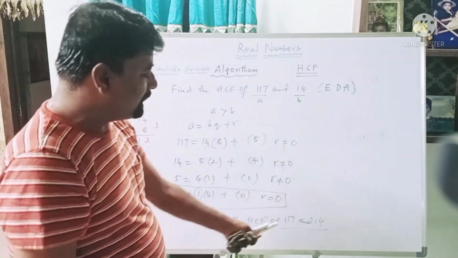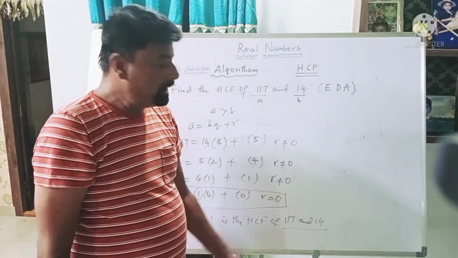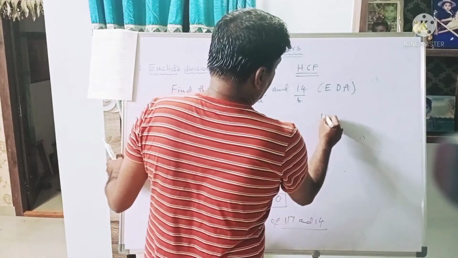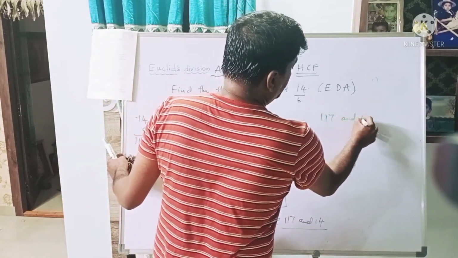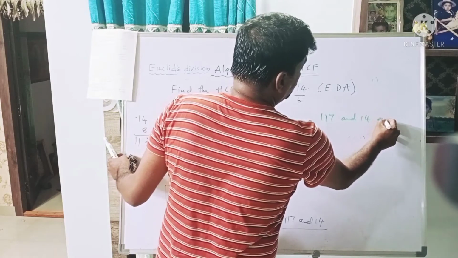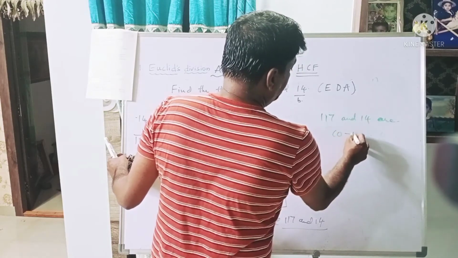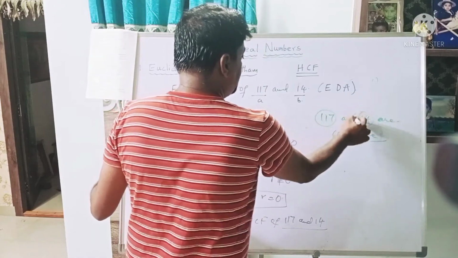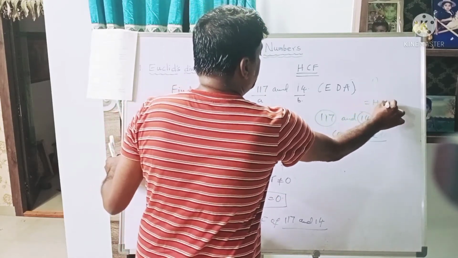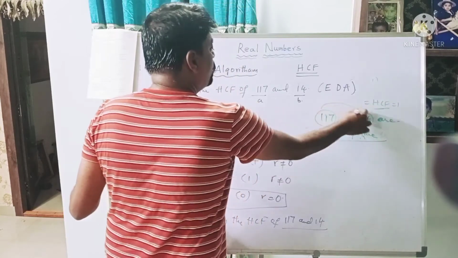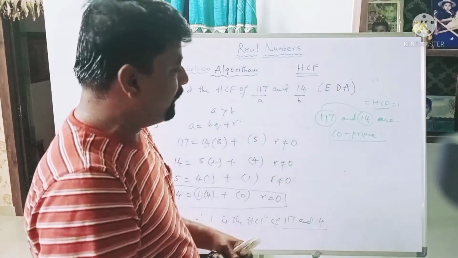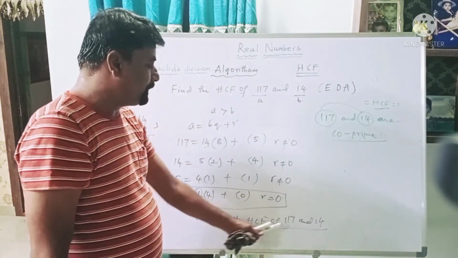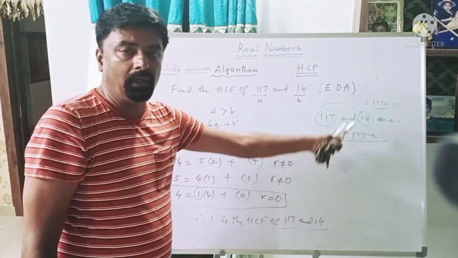So if any two numbers are having HCF equal to 1, those two numbers are called co-primes beta. Here 117 and 14 are co-primes. This is a very important statement beta. So if the HCF of any two numbers is equal to 1, therefore those two numbers we can call co-primes. So here the HCF of these two numbers is equal to 1. That's why we can call that 117 and 14 are co-primes.